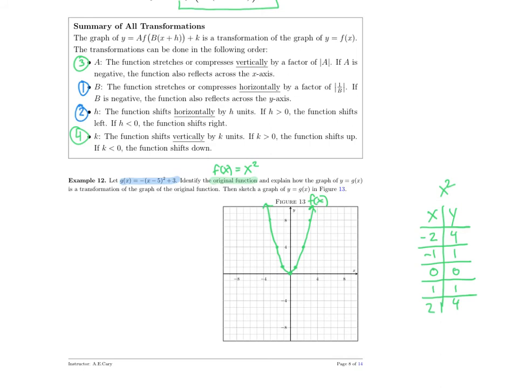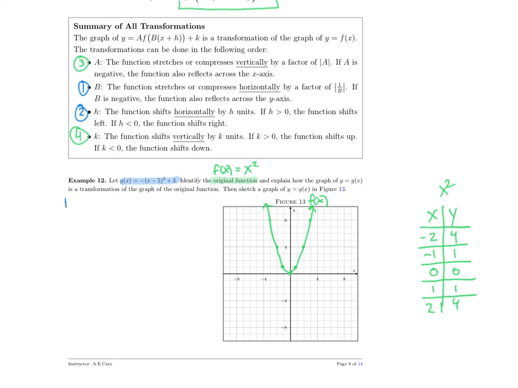So that's there. And I'm going to look back here and see, okay, well, what's happened to it? First thing I want to do, let's take a look at our x values. I don't notice anything in front of that x. I don't notice a b value, so I'm going to skip that. But I do notice a -5 here. So that's going to be a horizontal shift.